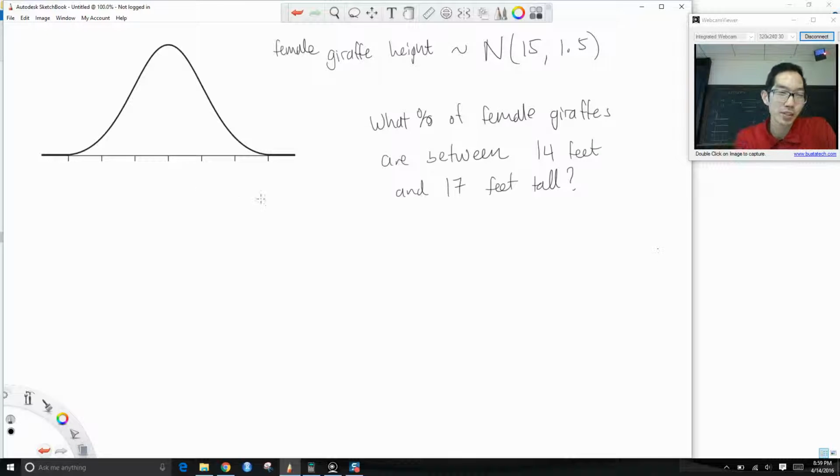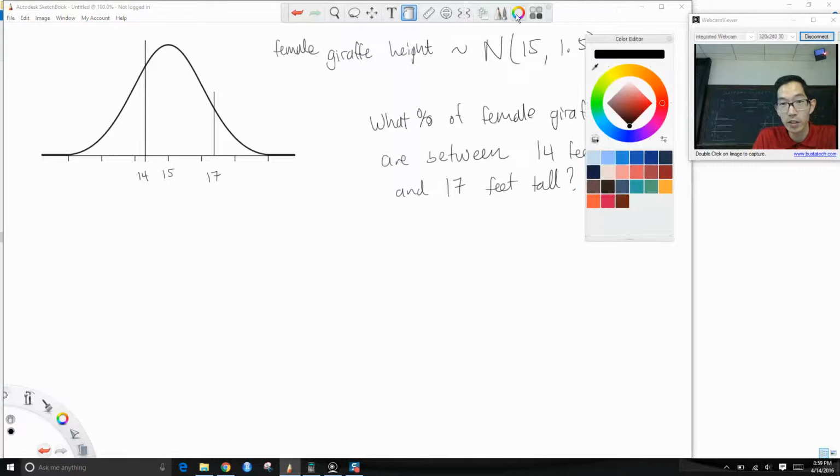Well, I'll just tell you how we will solve this problem. In the center, if we draw a normal curve, we'll have the center at 15, and I'm drawing a line at 14 right here, and a line at 17 right here. The area that I'm interested in is the area in between. I want to know what this area is.